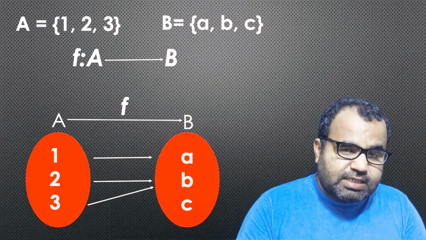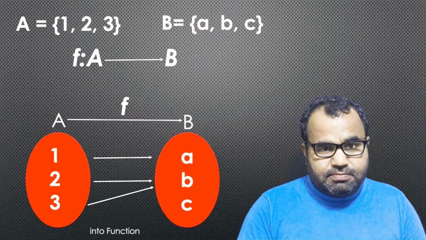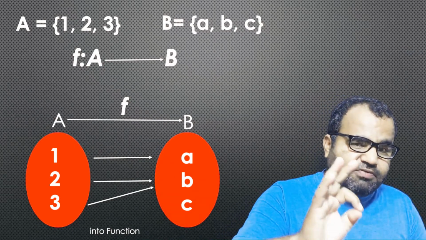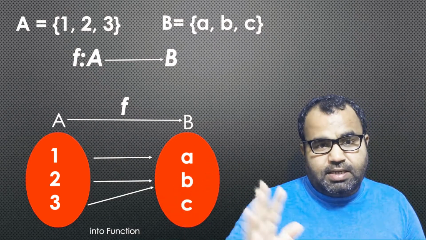So there are two conditions on a function. The first is every element of set A must be attached. And the second condition is every element of set A must be attached uniquely.